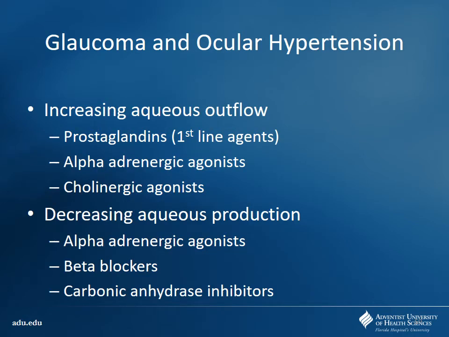Okay, so we're going to categorize these based on their mechanism and what they're going to do for us. Here we're going to see that we have prostaglandins. These are going to be some of our first-line agents, and these are going to be working to increase aqueous outflow. Okay, we have our alpha adrenergic agents, which are going to activate alpha receptors, as we'll see in a little bit, and then we'll have some cholinergic agonists.